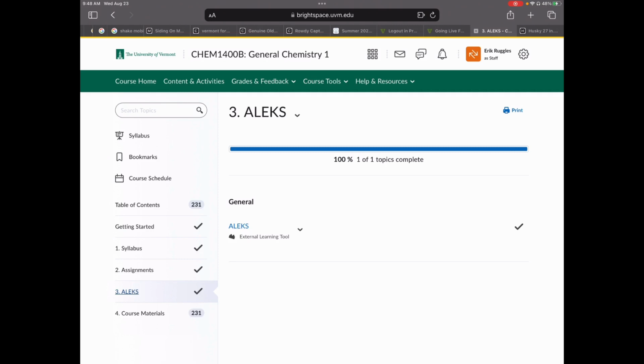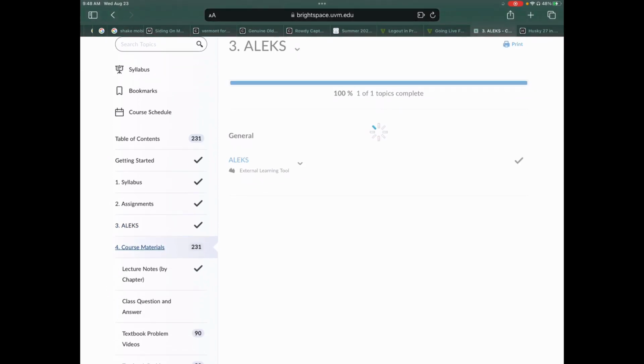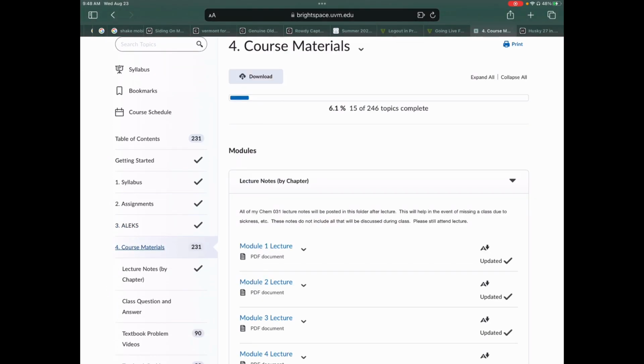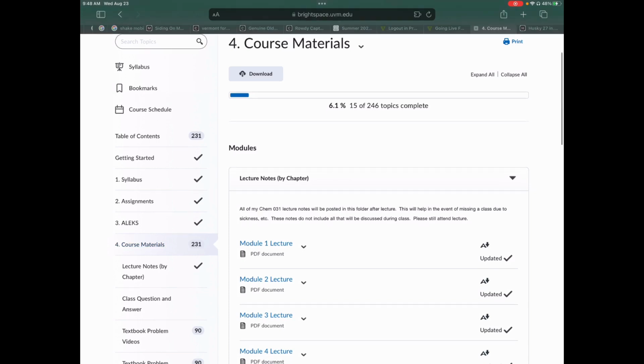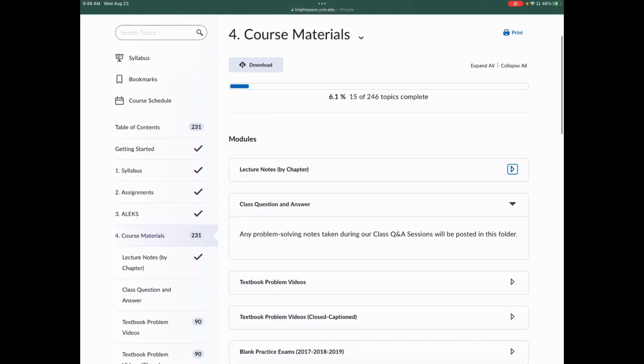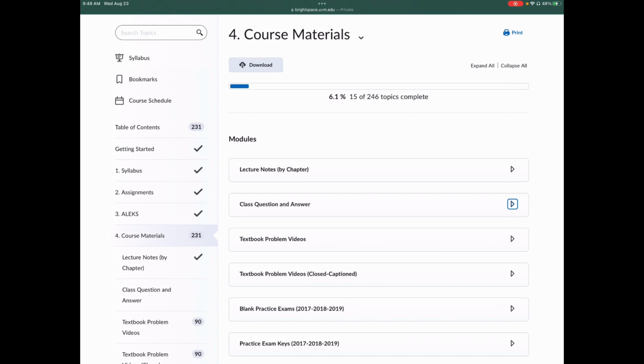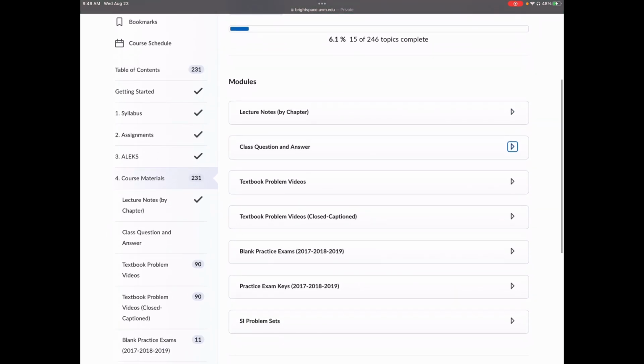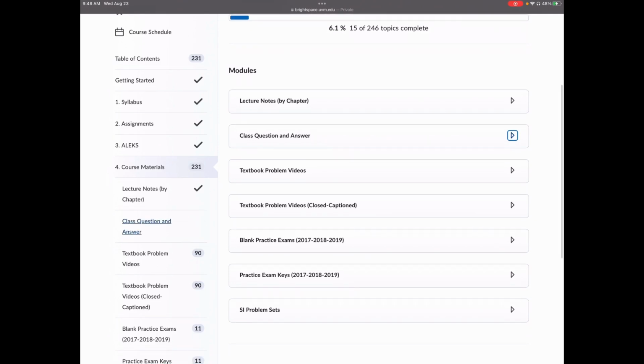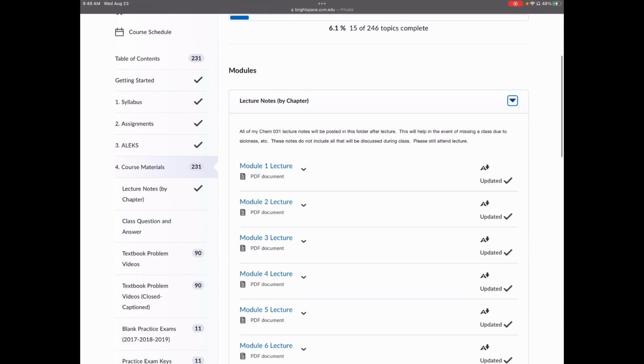Lastly, we have course materials. Within course materials, I have a lot of information here. Let me shut down some of these folders. There we go. If we start at the top, we have lecture notes by chapter. I'm going to use the right pane for this. It might be just a little bit easier to see.